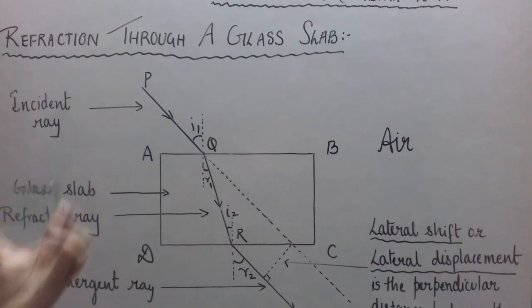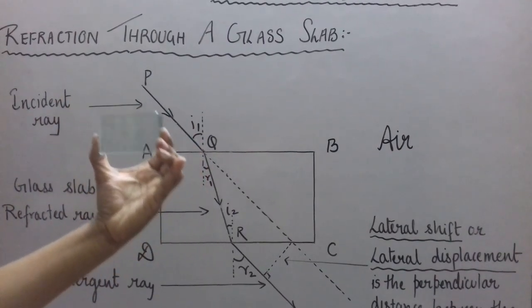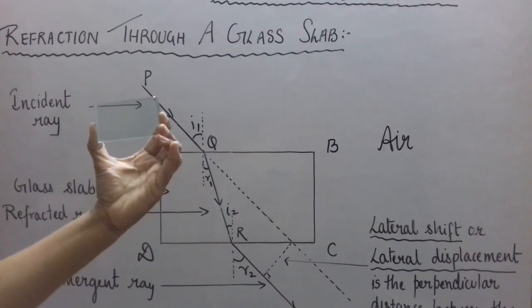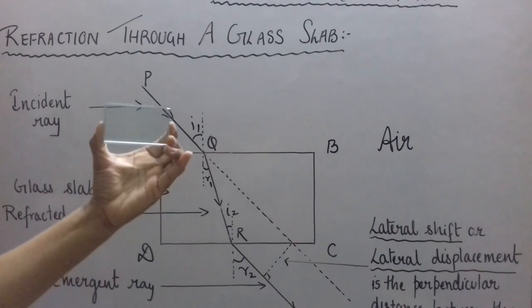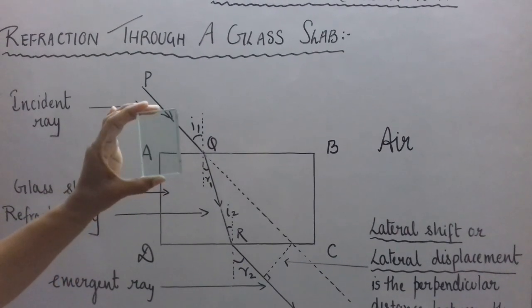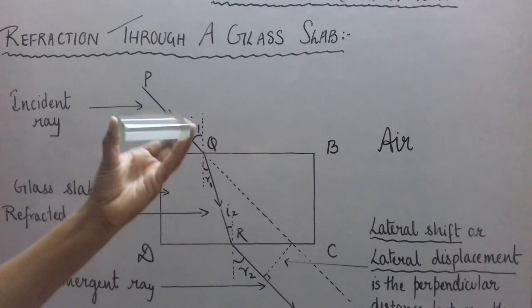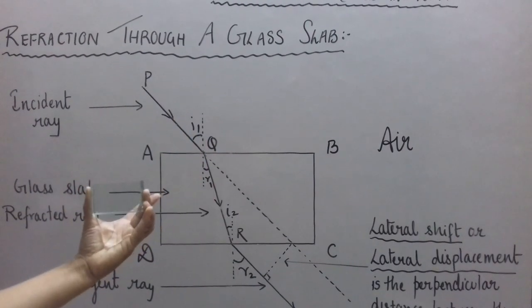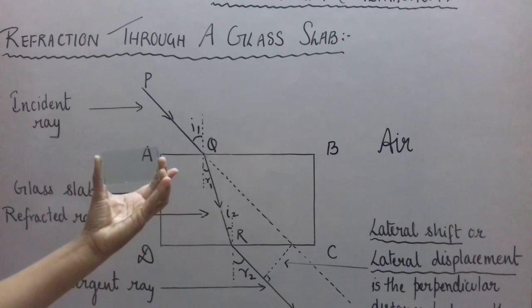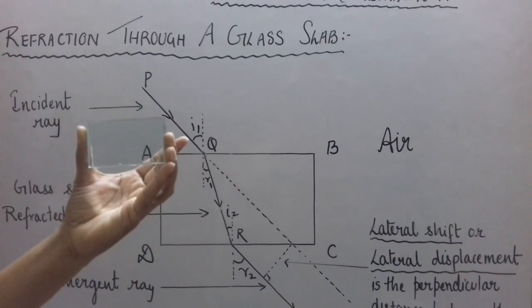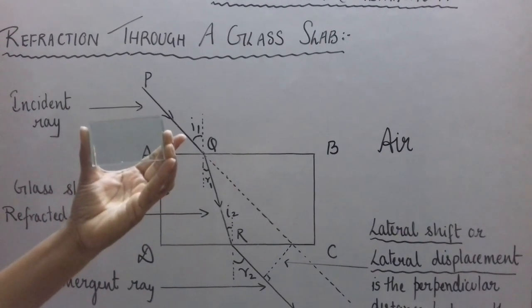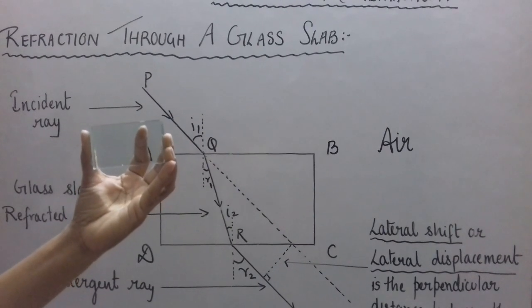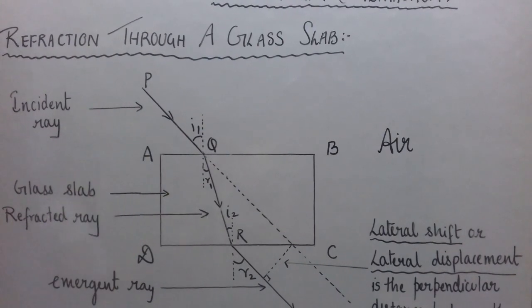See, this solid structure which is made up of glass having 6 flat rectangular surfaces is called a glass slab. So imagine that I have placed this glass like this and drawn the boundary. This is made up of glass and its opposite sides are parallel. It has 6 flat surfaces.